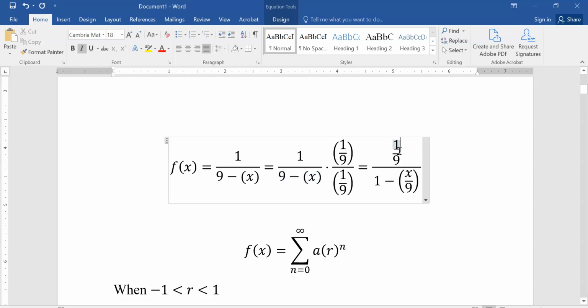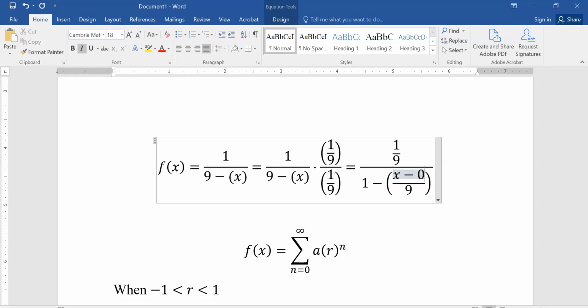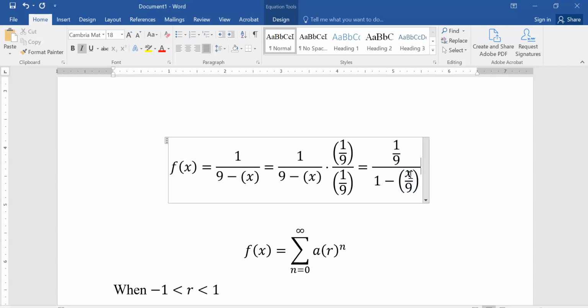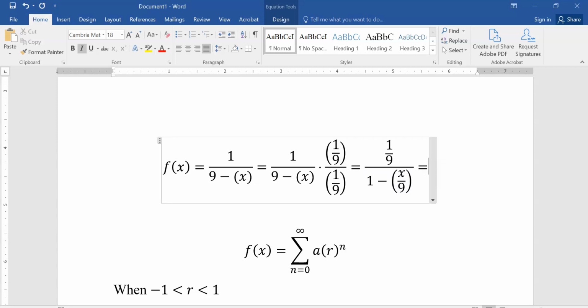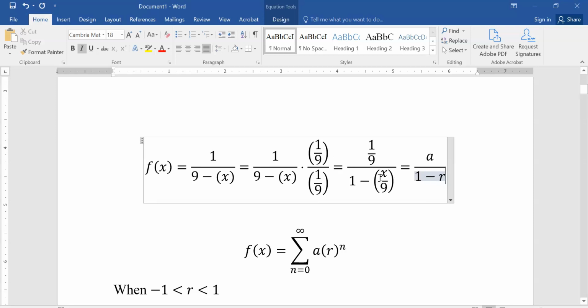In the numerator, I get 1/9. In the denominator, I have minus x over 9. Now, by the way, this is still centered at 0 because I can still write x minus 0 right there. And that is my a over 1 minus r that I'm looking for. So dividing by a number or multiplying by a coefficient doesn't change the place that we're centered at. So 1/9 over 1 minus x over 9 is my a over 1 minus r.